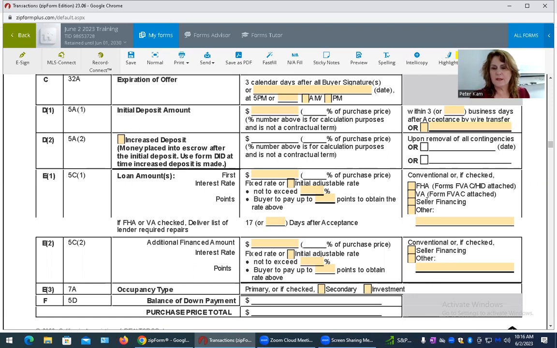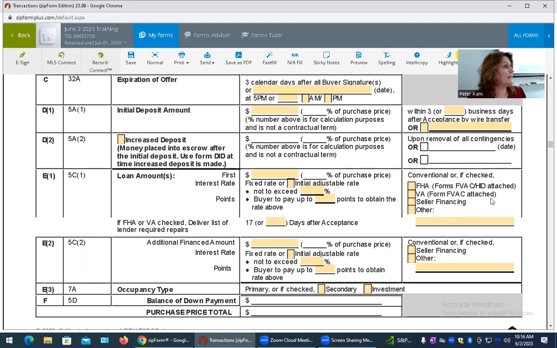FHA and VA. So the forms, the FVAC and HUD, will attach to FHA. If you check VA, the FVAC. Now, remember, we went over this before. The FHA and VA have a little bit higher, I guess I'll call it protection for the appraisal, because on the FVAC, there is an amount that the property will appraise at. Generally, it's going to match your offer amount, right?